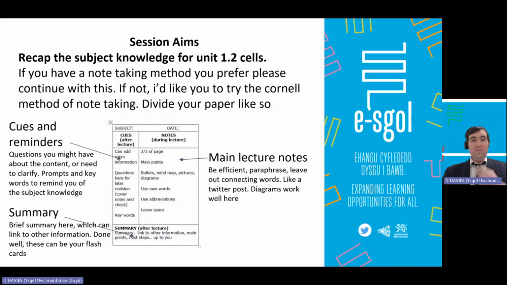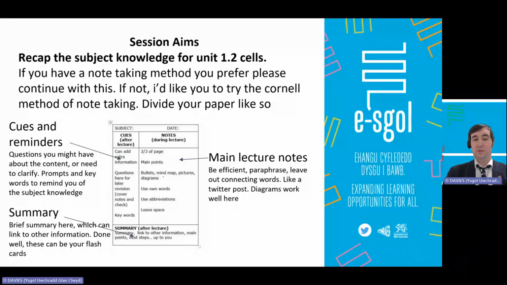So the session aims for this presentation are a recap of the subject knowledge for Unit 1.2 cells. This is going to be a proper revision session, so you need a piece of paper to take notes with. If you have a preferred note-taking method, that's absolutely fine, but if not, I'd like you to try and use the Cornell method. That means you split your page into three, so a line down this third and a line across the bottom third, like that.